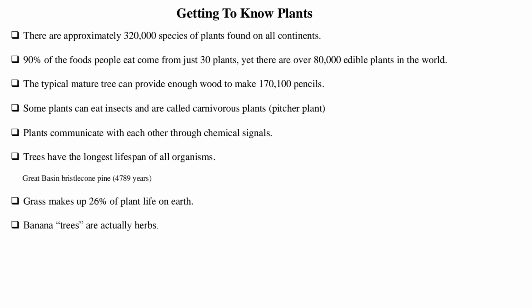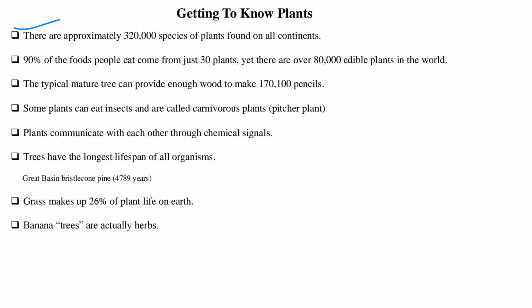So the first important fact about plants is that there are approximately 320,000 species of plants found on all continents, and scientists are still discovering new plants every day. This is a rough estimation. Still, in most sources like Wikipedia, they claim that more than this number of species of plants are present or discovered so far on the earth.